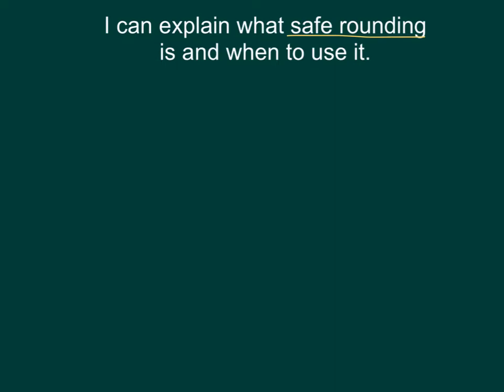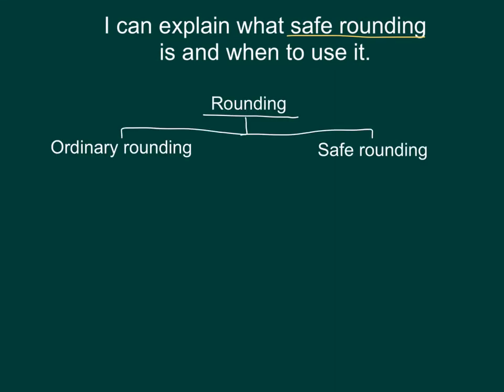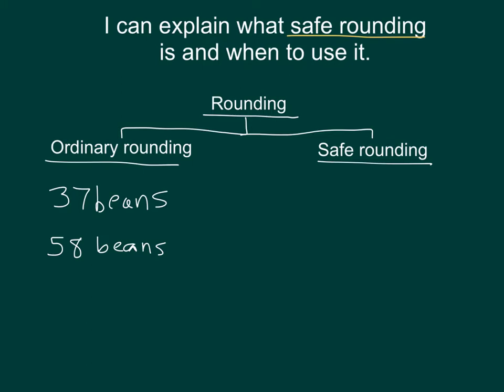Ordinary rounding is what you're used to doing. We'll use a tree map to show the differences between ordinary rounding and safe rounding. Ordinary rounding you use in everyday life. Let's use this problem as an example. Let's pretend that two friends have a collection of beans. One friend has 37 beans and one friend has 58 beans. They want to know about how many beans they have in all.